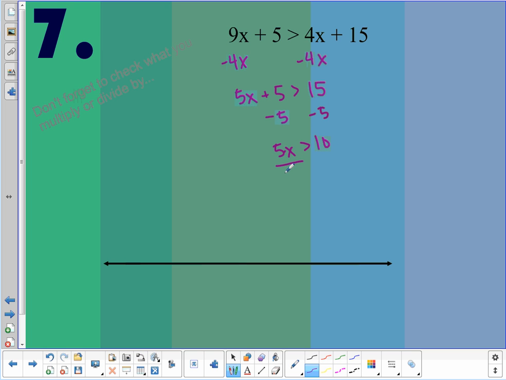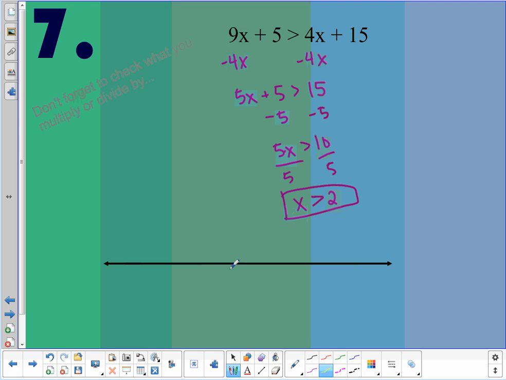And divide by the coefficient. X is, now in this case, I divided by positive 5. I still did division, but I divided by a positive 5, so I do not need to flip my sign. So I have x is greater than 2.